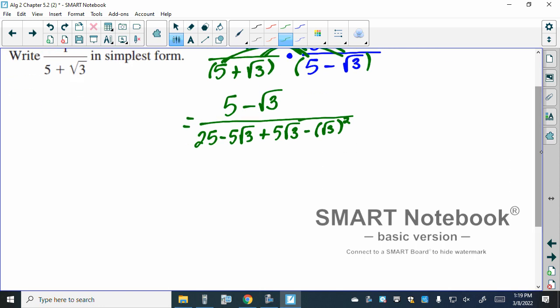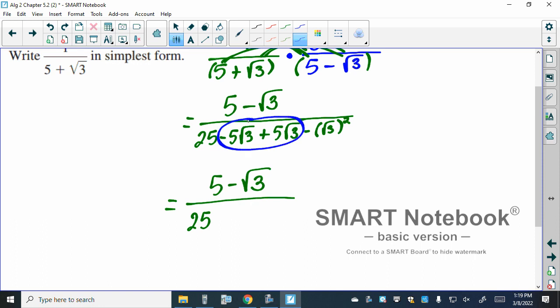So this will let me scroll. Now the numerator is still 5 minus square root of 3. In the denominator, well, we don't have any like terms so far with 25. But our negative 5 square root of 3 plus 5 square root of 3 becomes what? 0. Whenever we add or subtract two of the same thing, they cancel out and become 0. Minus. Well, now we need to figure out what the square root of 3 squared is, and it would be 3.